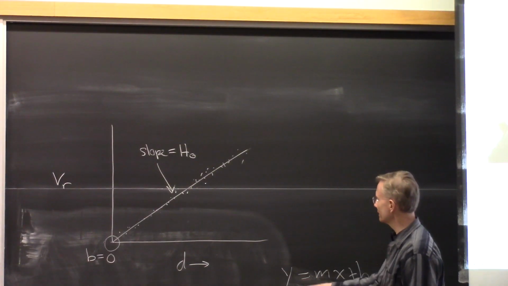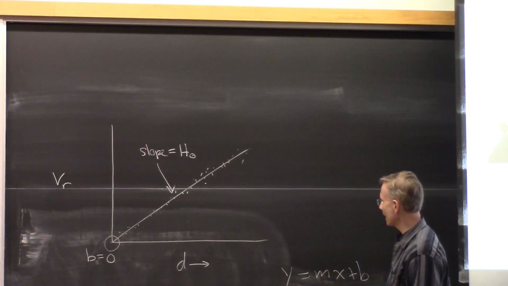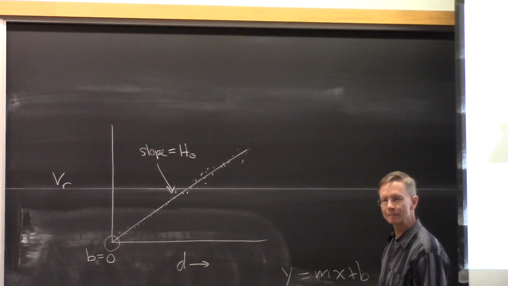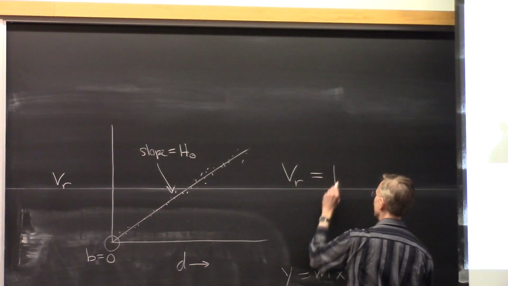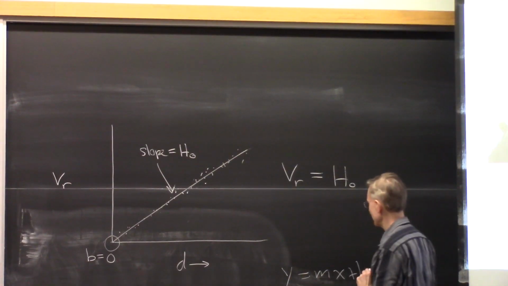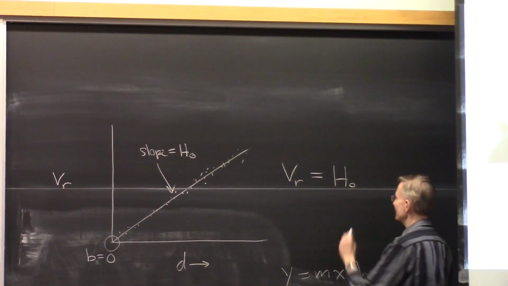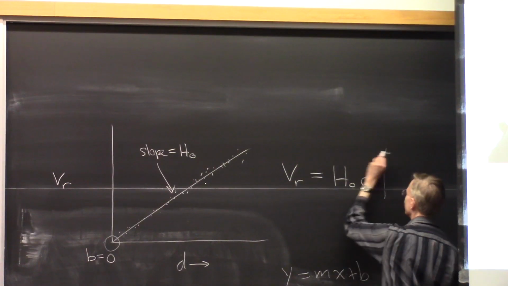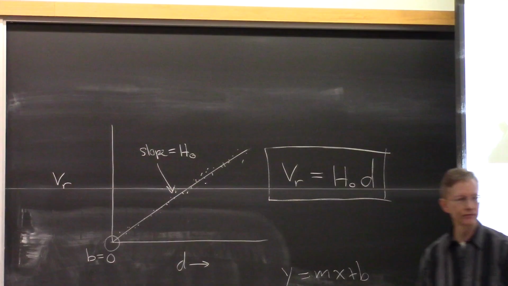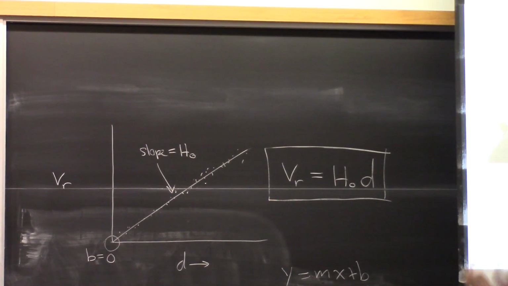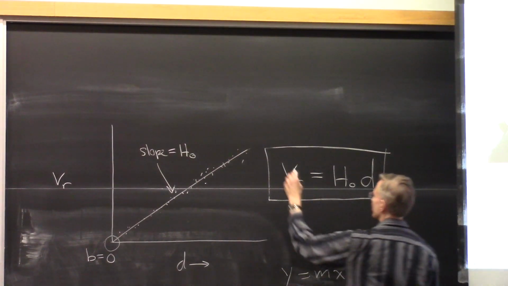So here I'm going to write this, but what is my y variable? V sub r equals the slope H naught times the x variable, which is d, right? This is the Hubble redshift distance relation. Really, it's like a velocity distance relation. We typically call it the Hubble redshift distance relation.